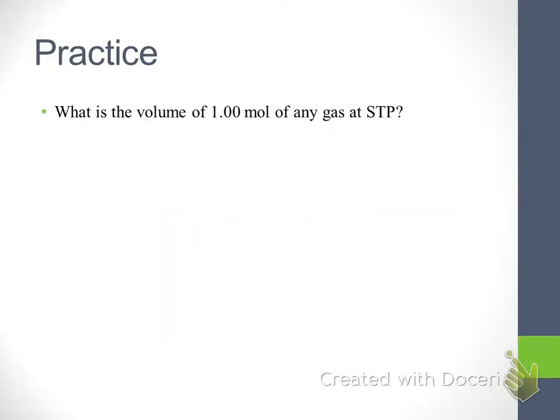That's what that's called. So Avogadro told us that 1 mole of any substance at STP is going to have a volume of 22.4 liters. Any substance moving ideally, performing ideally, or acting ideally has a volume of 22.4 liters.